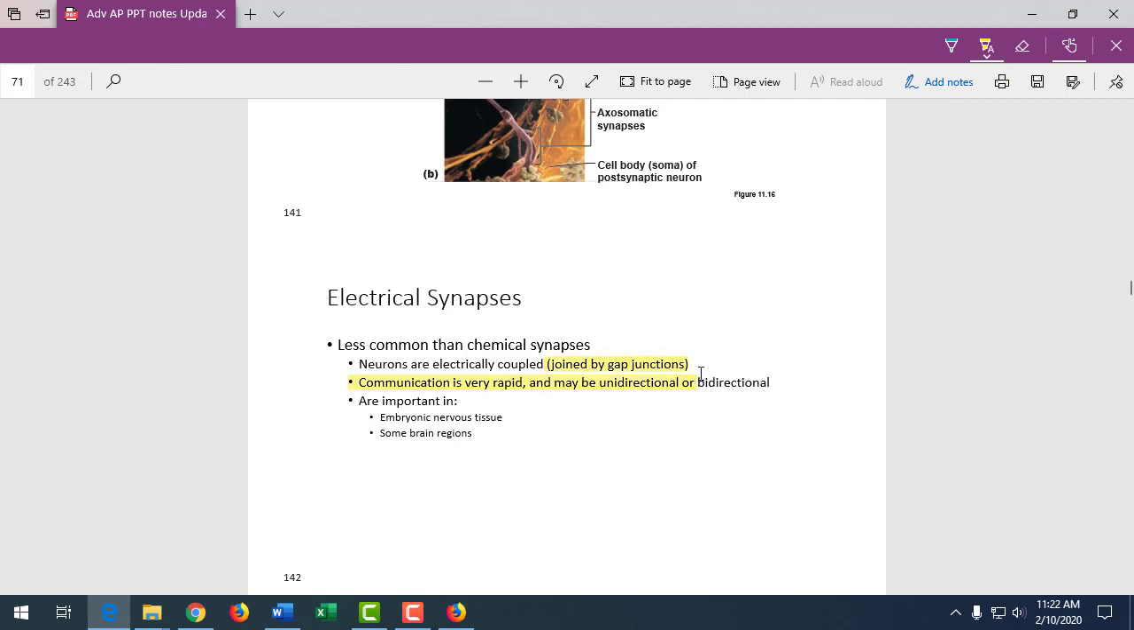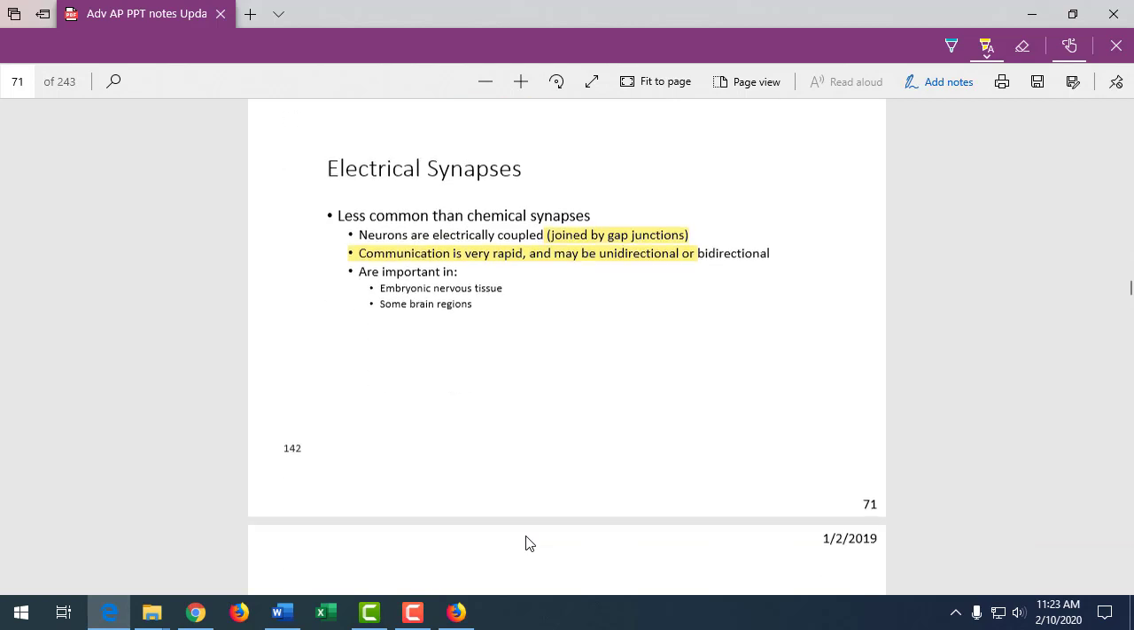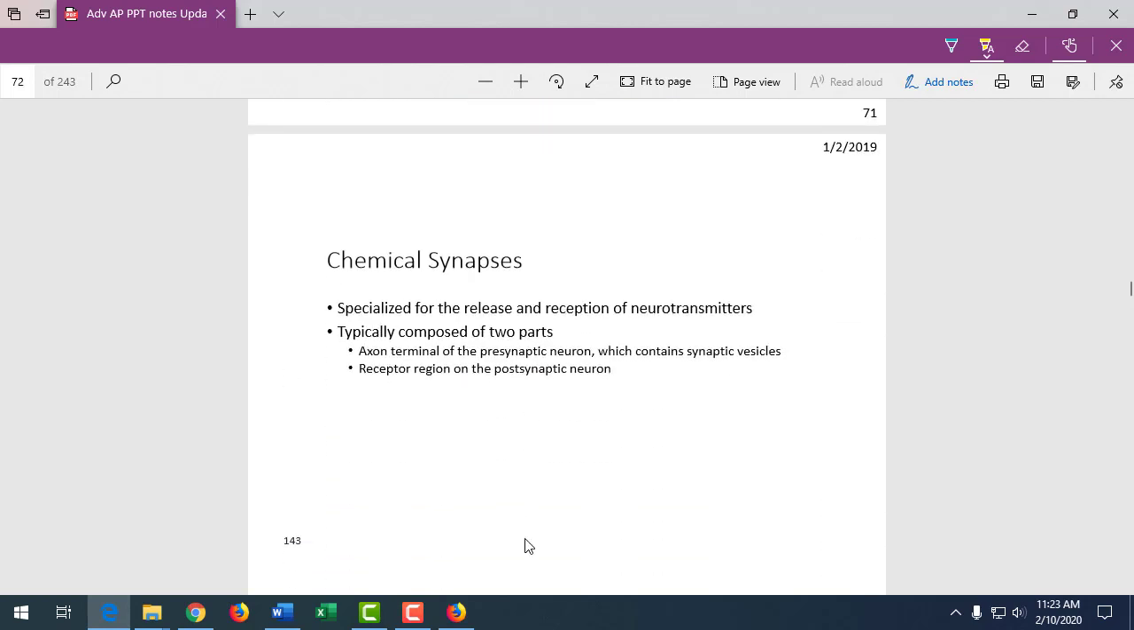We're going to talk about this when we get to that particular part. When we get to smooth muscle, we're going to see that. So these are rare, but there's a connection between the presynaptic and postsynaptic neuron by gap junctions. We're going to see these gap junctions in smooth muscle, but they're not very common. The most common are chemical synapses, and that's what we're going to spend our time on.